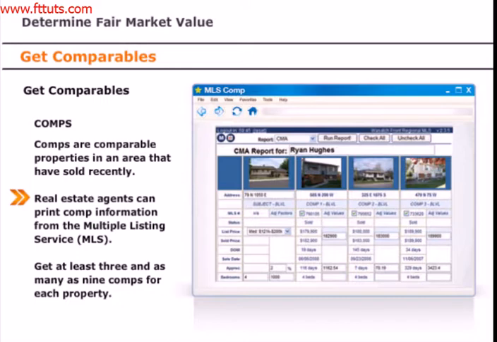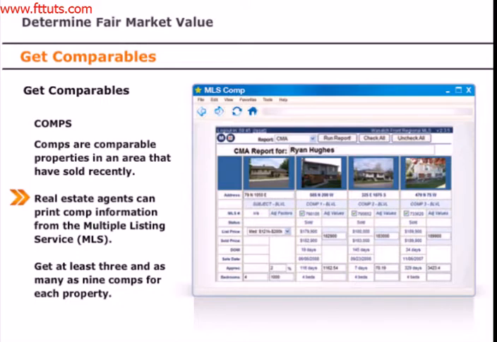Real estate agents have access to the Multiple Listing Service, or MLS. This is where all homes being sold through real estate agents are listed. Once a property is sold, the agents input information about it and its selling price into the system.